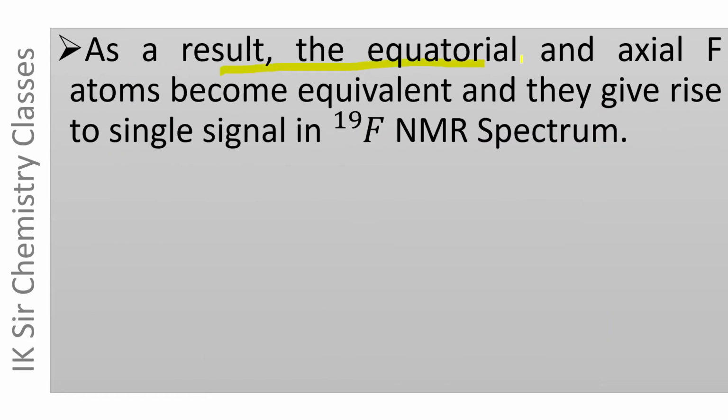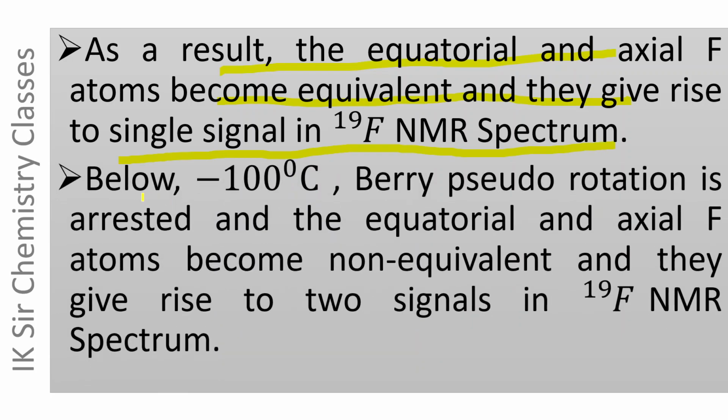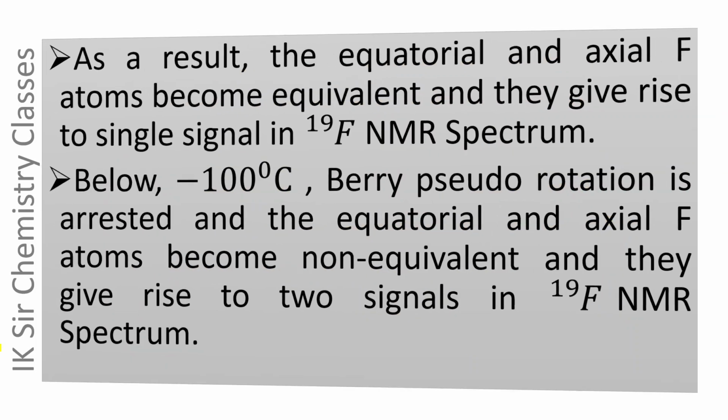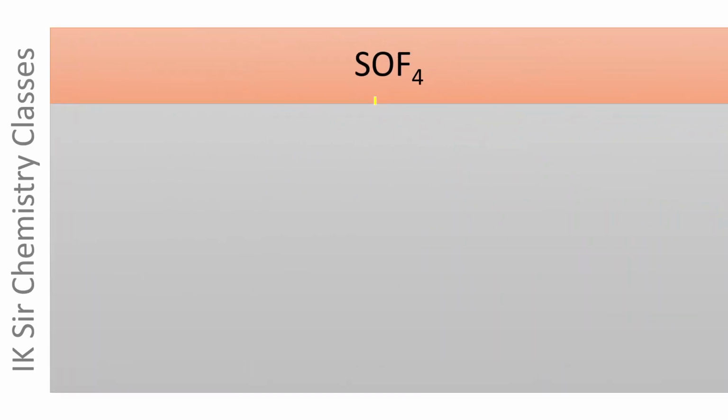As a result, the equatorial and axial fluorine atoms become equivalent, and they give rise to a single signal in the F-19 NMR spectrum. But below minus 100 degrees centigrade, Berry pseudo rotation is arrested, and the equatorial and axial fluorine atoms become non-equivalent, and they give rise to two signals in the F-19 NMR spectrum. And let us now see SOF4.